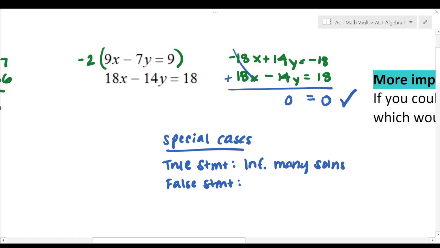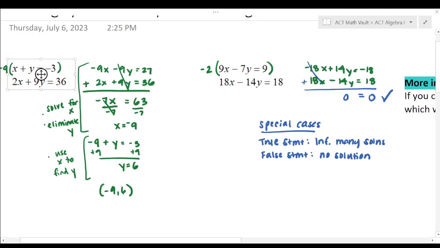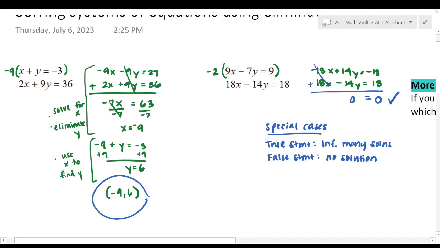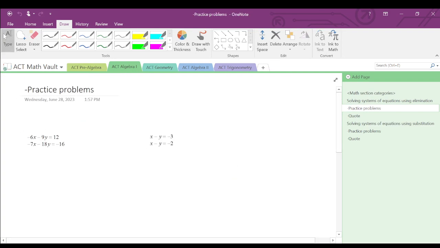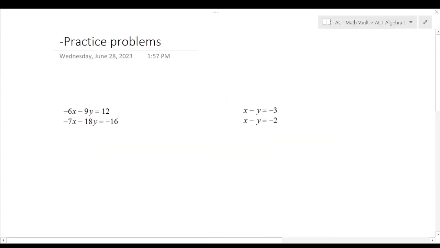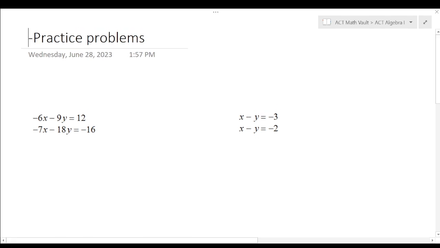And then if it's a false statement, let's say we would have gotten like a 4 equals 5. Not true. That is no solution. So just something to keep in mind, we may not always have an XY pair for all of these problems. So there are some practice problems, and they are very close to the ones I just gave you for examples. Try these. They could have regular solutions, just an X and Y pair, or it could be a special case. So why don't you pause the video and I will reveal the answers.